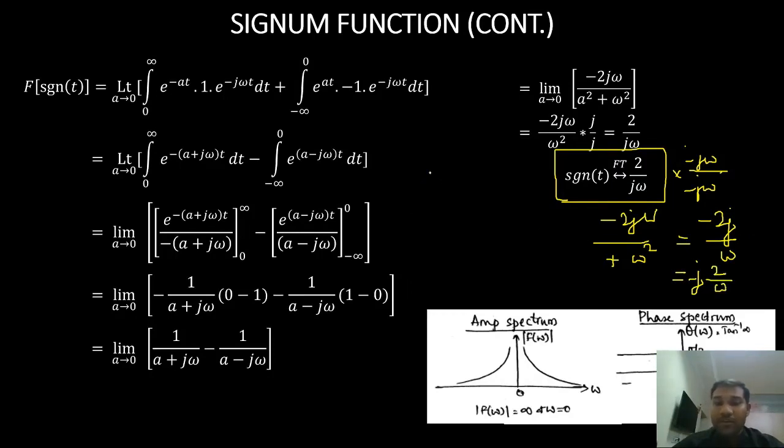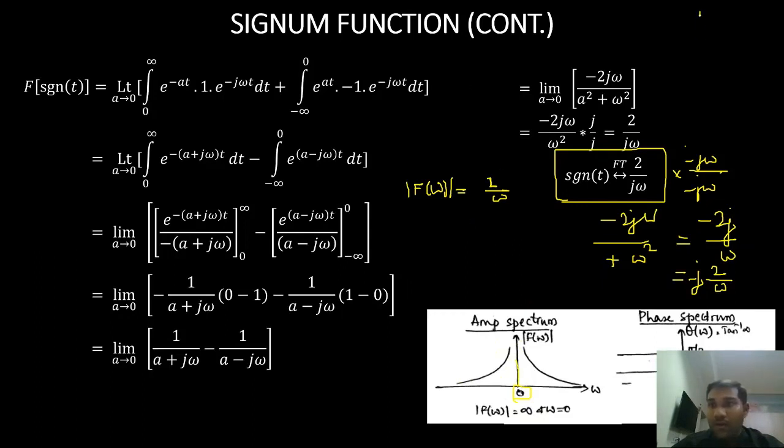So my amplitude spectrum is going to be square root of real part square plus imaginary part square. My real part is 0. So the square root of imaginary part square is the imaginary part. So my amplitude spectrum mod f of omega is equal to my imaginary part, 2 by omega, right? So what happens when omega is 0? When omega is equal to 0, my amplitude goes to infinity, right? It's going to infinity.